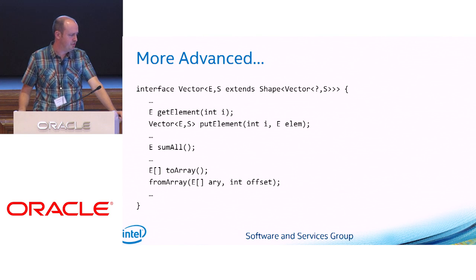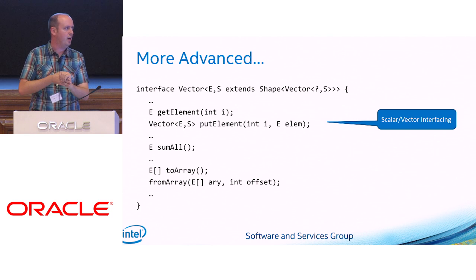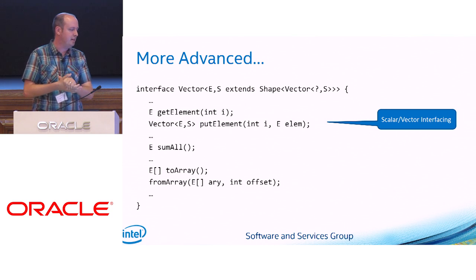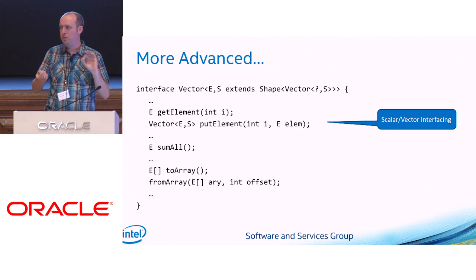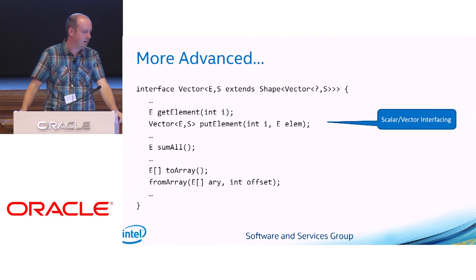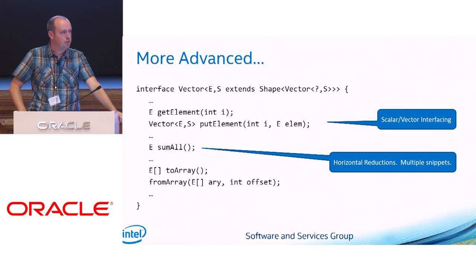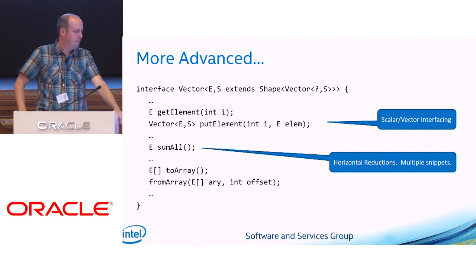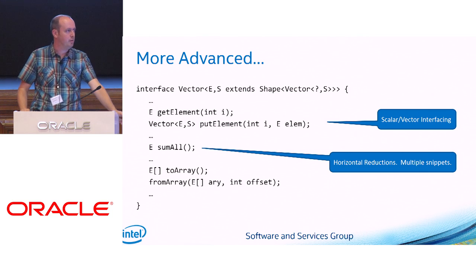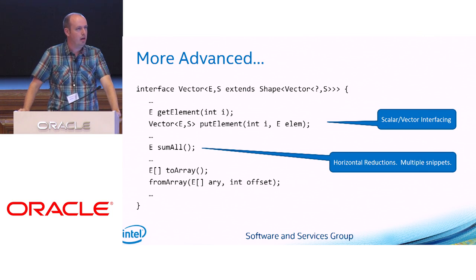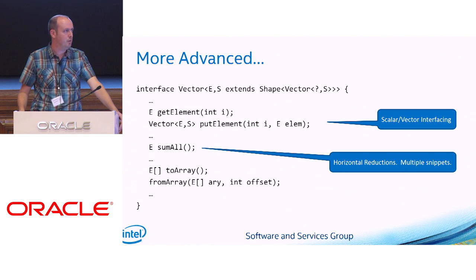Now some more advanced operations on vectors. You have scalar-vector interfacing: getting elements in and out of vectors, and putting elements back into vectors. It's not a set, it's a put, a slight nuance, because put means we generate a new vector. Then we have horizontal reductions on vectors, which are a little trickier. Vladimir mentioned that some code snippets would be more than just one instruction, and horizontal reductions usually end up being more than one, especially where floating point is concerned and you have a canonical horizontal evaluation.